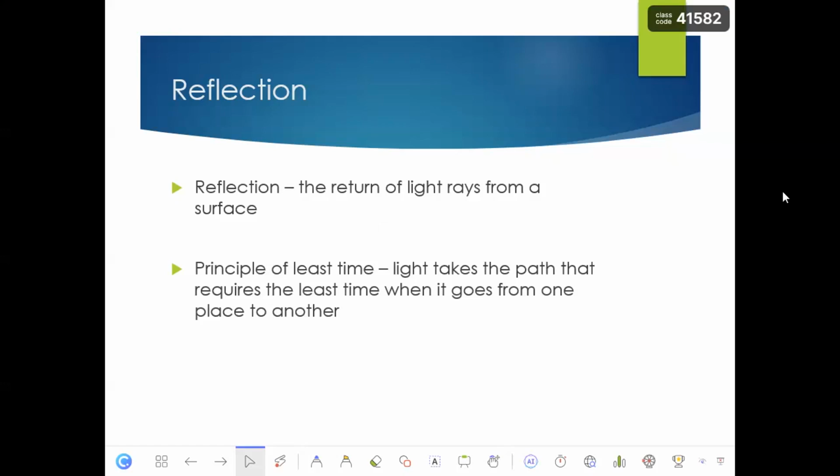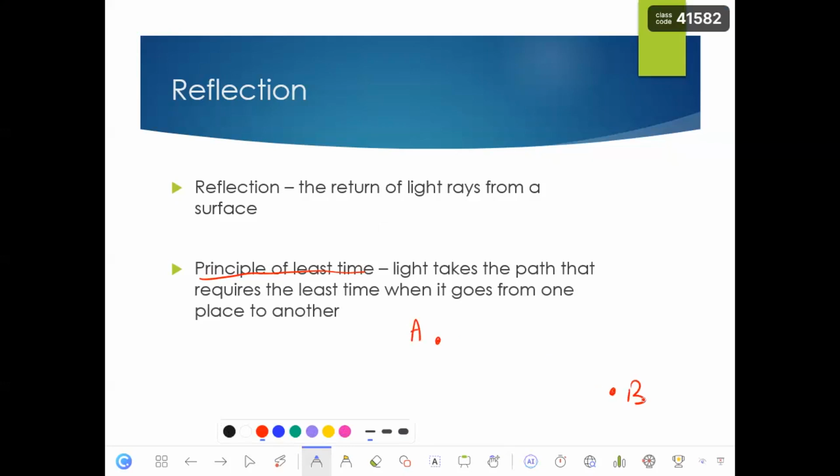So, for reflection, we have the principle of least time. What does it mean? Light takes the path that requires the least time when it goes from one place to another place. So what does it mean? It means that the light will always try to find the closest pathway to go from one point to another point. Okay, let's say we have point A and point B.